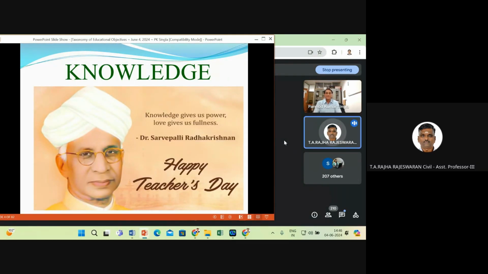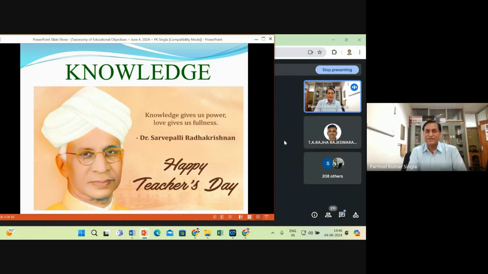And what is knowledge? Knowledge, as per our teacher president, Dr. Sarvepalli Radhakrishnan: knowledge gives us power, love gives us fullness. Imparting knowledge with love, planning the instructions with love for your students, imparting the instruction and evaluating the student with love, that will give you the fulfillment as a good teacher.